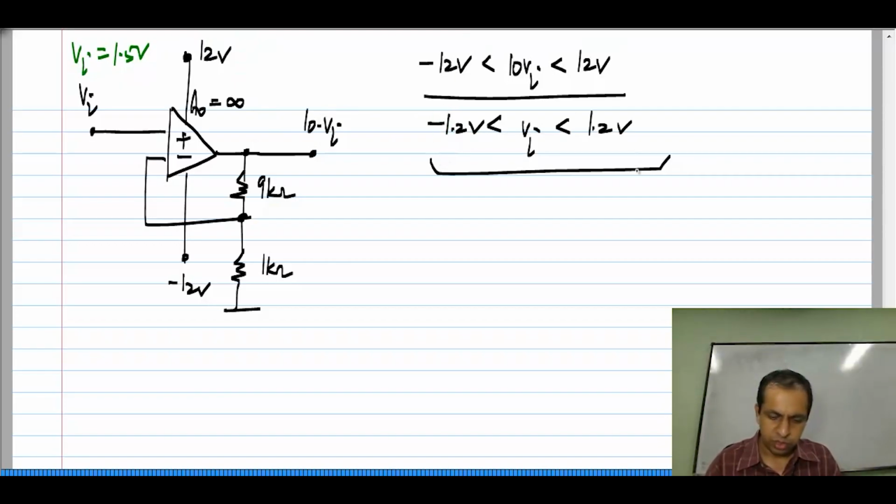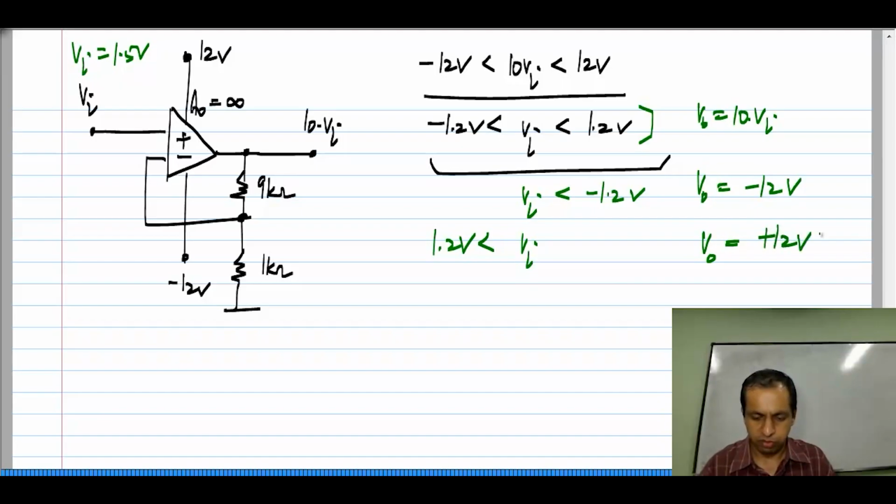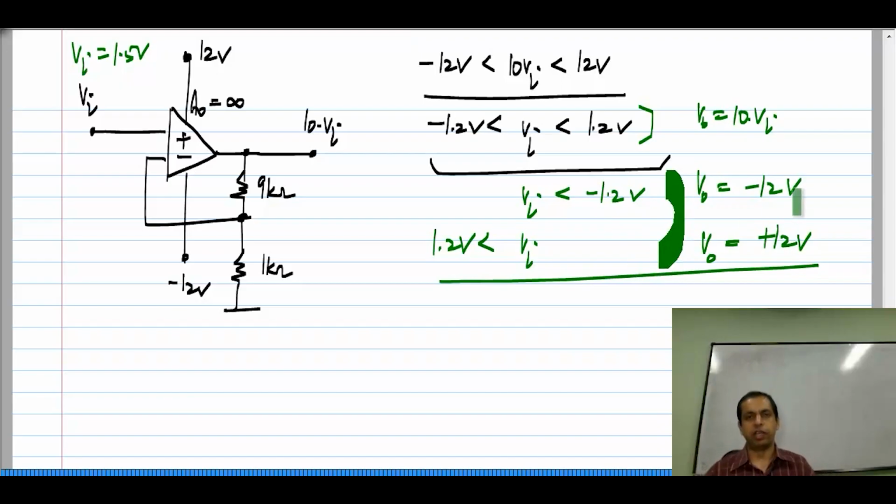Okay. So, if the input voltage is between these limits, V naught will be 10 times Vi, and if Vi happens to be smaller than minus 1.2 volts, the output will saturate to the negative saturation level of minus 12 volts, and if Vi happens to be more than plus 1.2 volts, V naught will saturate to the positive saturation level, which is plus 12 volts. So, clearly in these cases it is not behaving like an amplifier at all. Okay.